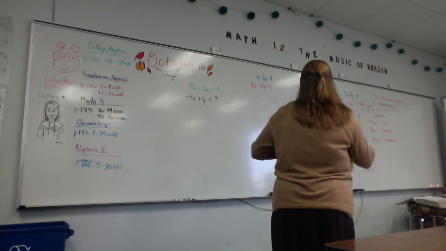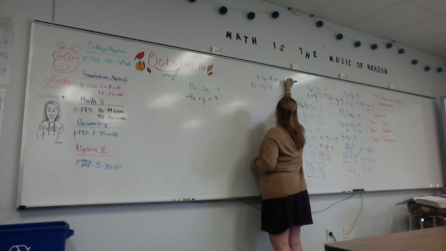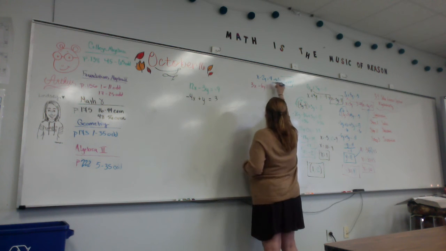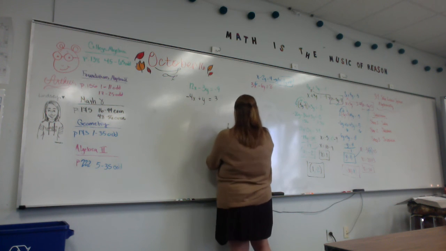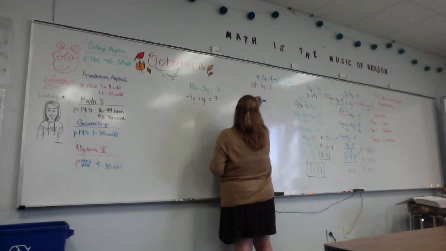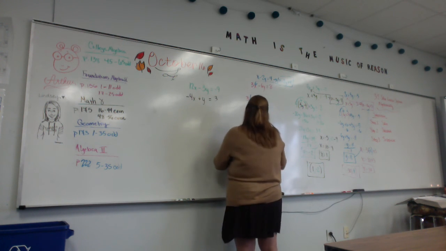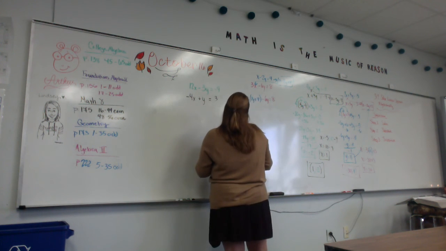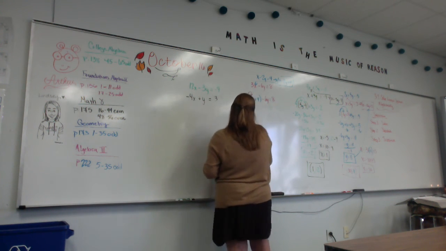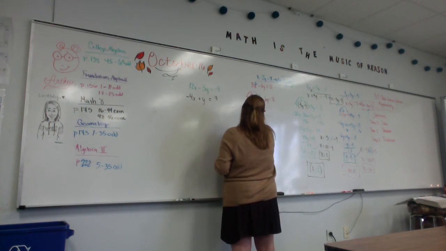Do x equals 2y plus 4. I'm going to take this and plug it into that x. So I get 3 times 2y plus 4 minus 6y equals 8. Distribute. 3 times 2y is 6y, and 3 times 4 is 12.